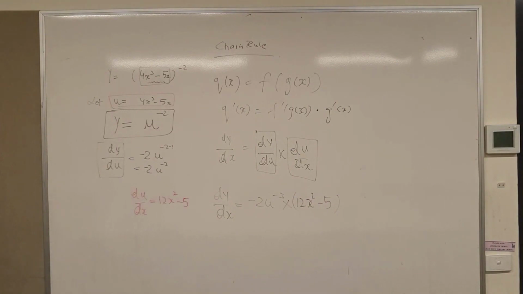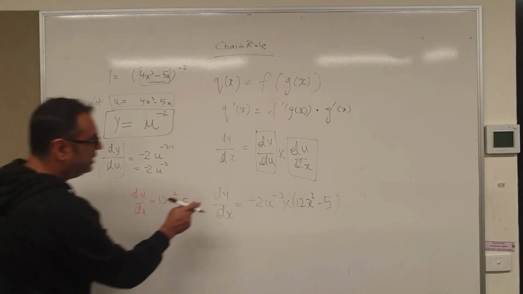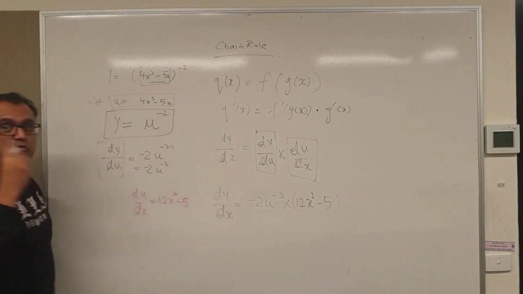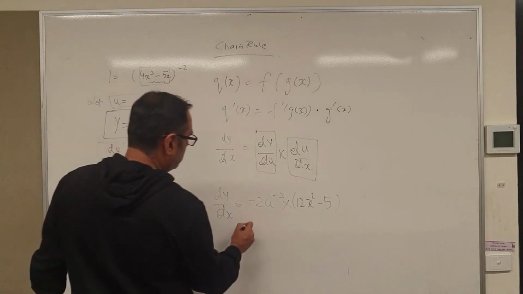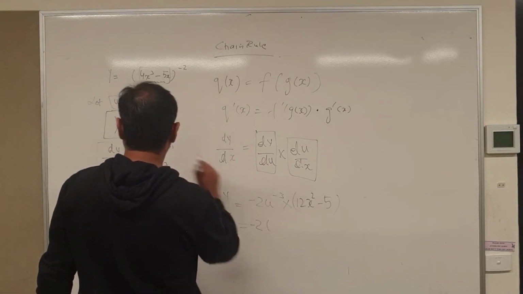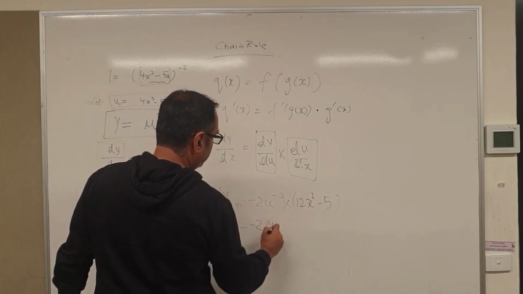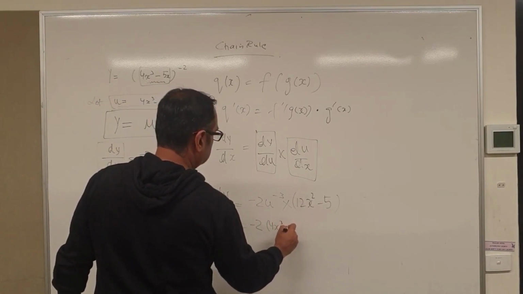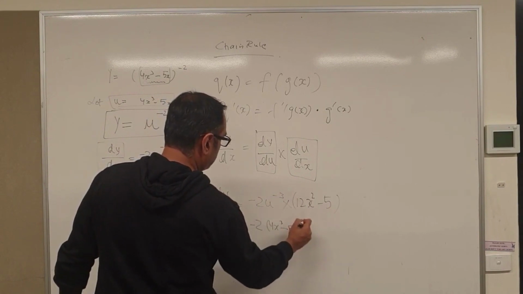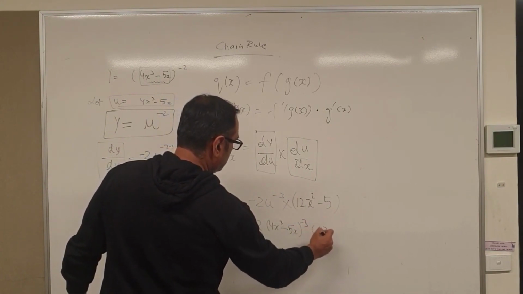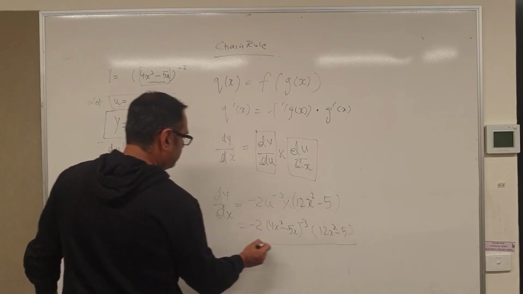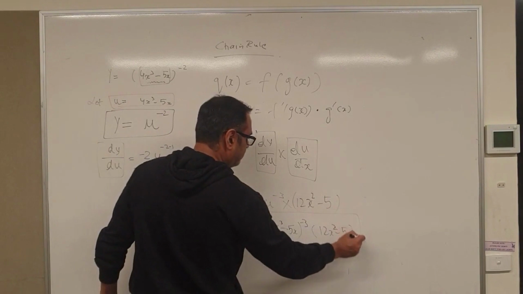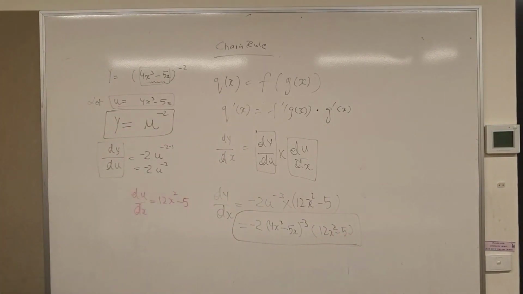Brackets are very important. Would you express u in terms of x? You have to, because eventually you're finding dy by dx. You need to take u off. So you sub back u in. So it is minus 2 times 4x cubed minus 5x raised to the power of minus 3 times 12x squared minus 5. That's your derivative. This is chain rule.